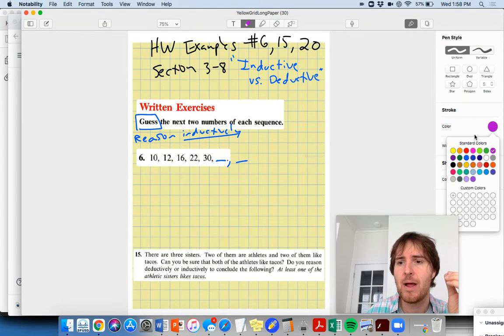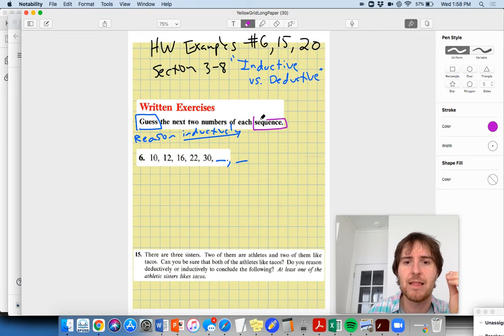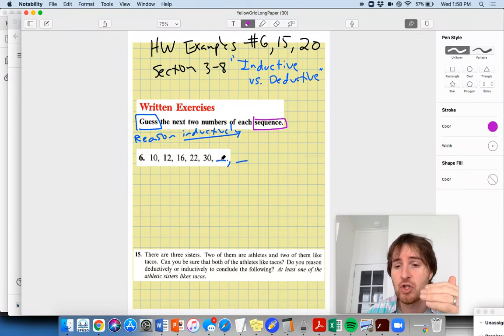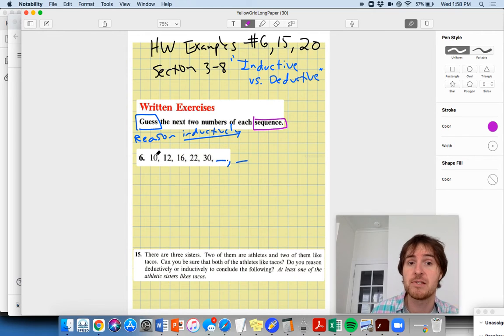I'm hoping if you took Algebra 1 last year, you've already studied sequences a bit. A sequence is a discrete set of numbers that are comma separated. Our first number of the sequence is the first term; these are called terms. Term number 1 is 10, term 2 is 12, term 3 is 16. And the question is, what's going to come next in this sequence of numbers?